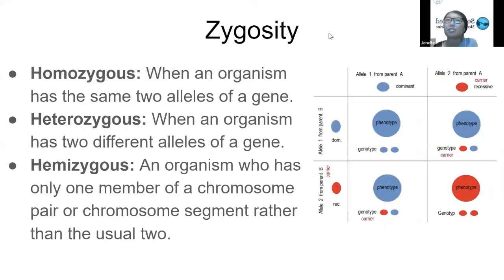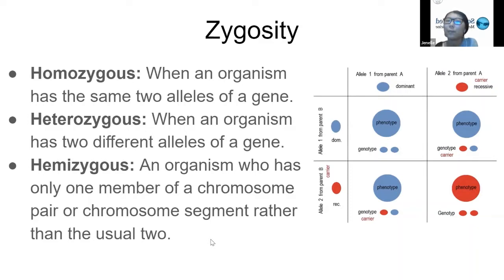Okay, and then to go on to zygosity, I mentioned heterozygous. So homozygous is when an organism has the same 2 alleles of a gene, while heterozygous is when an organism has 2 different alleles of a gene. So homozygous would be either the 2 big G's from before or 2 little g's from before, and heterozygous again is the big G and little g combination. And hemizygous is when an organism has only 1 member of a chromosome pair or chromosome segment rather than the usual 2. So this is especially seen in gametes.